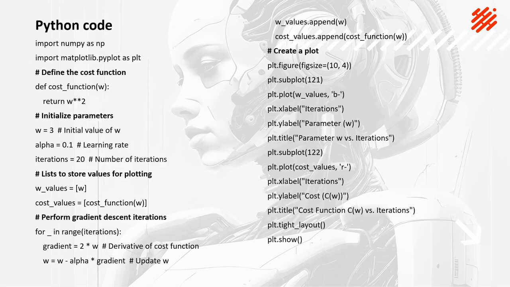Now the Python code. This script will create a plot with two subplots, one showing how the parameter ω changes with the iterations and the other showing how the cost function C(ω) evolves. You will see the parameter ω gradually approaching the minimum and the cost decreasing over iterations.